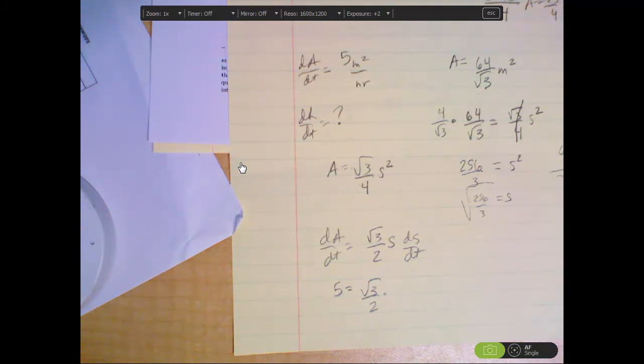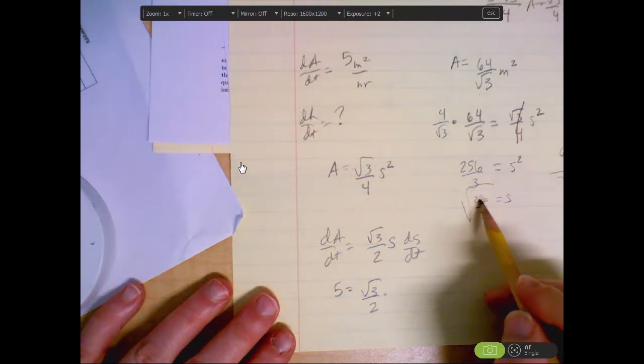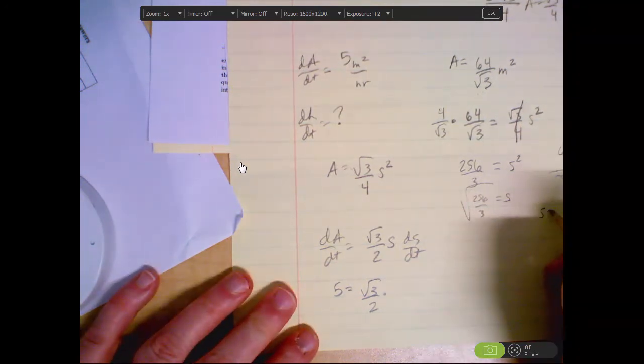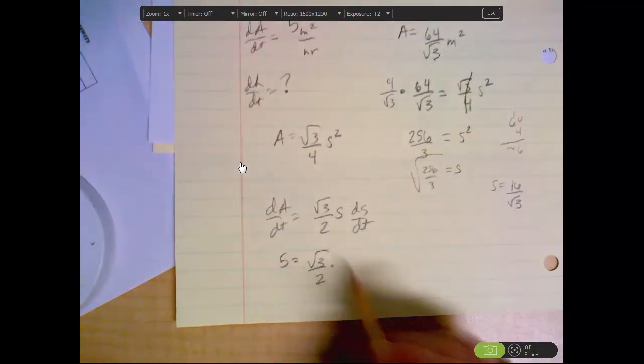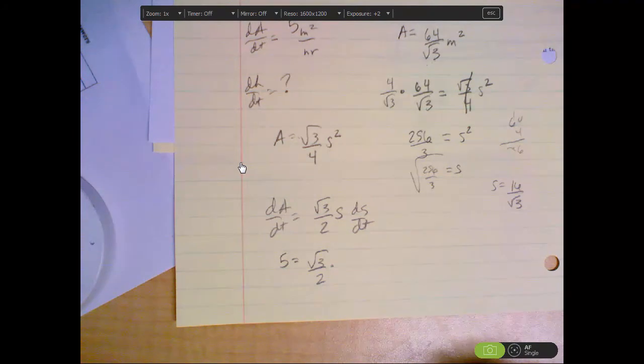Square root of 256 is what? 16 squared? Yep. So this is 16 over root 3. And again, we should rationalize that, but since it's in the middle of this problem, we're just going to leave it like that and see what happens.